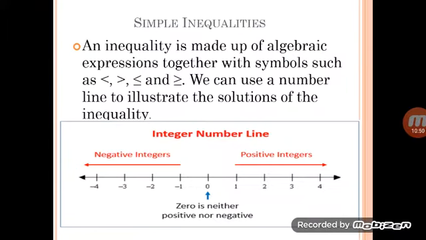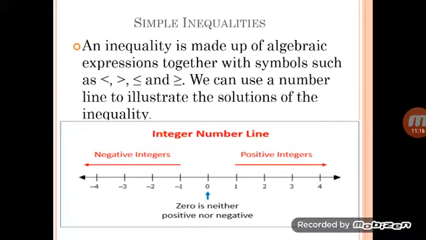The other part of the question that we are going to solve for exercise 5D is simple inequalities. First we will learn what an inequality is. An inequality is made up of algebraic expressions together with symbols such as less than, greater than, less than or equal to, and greater than or equal to. We can use a number line to illustrate the solution of the inequality.